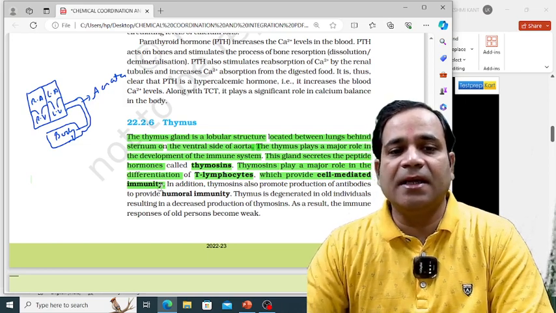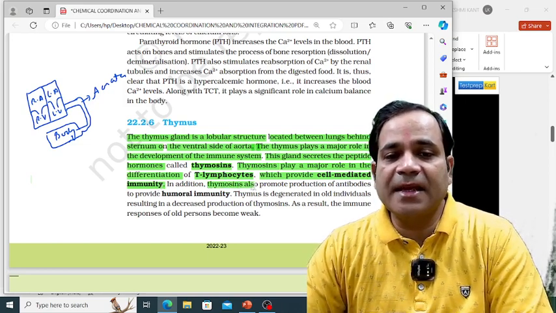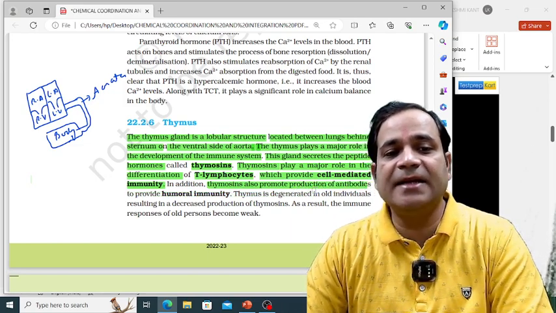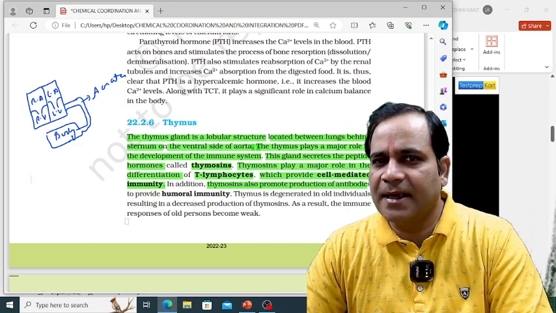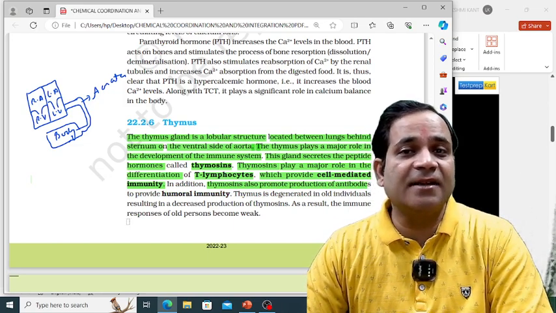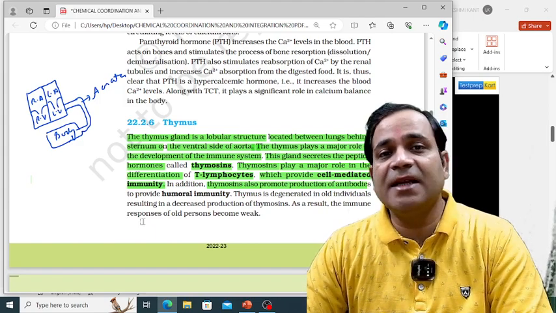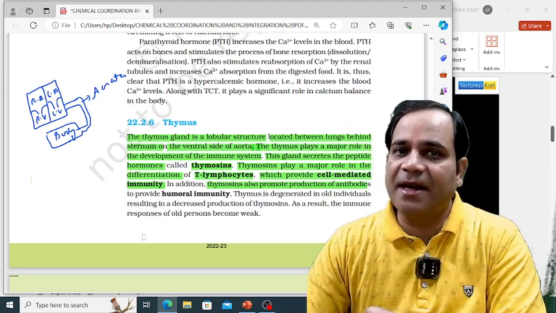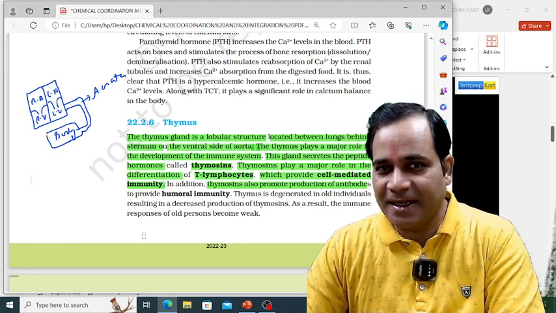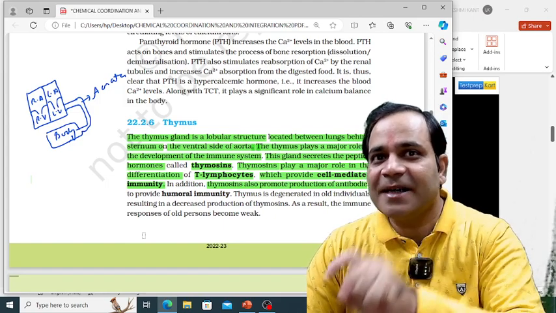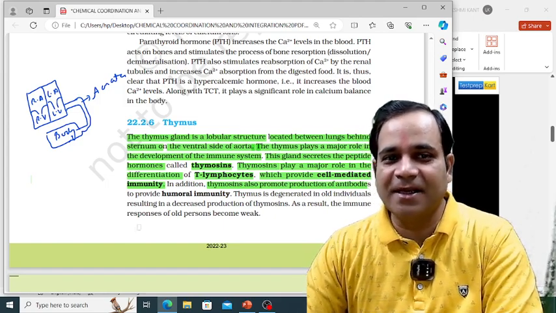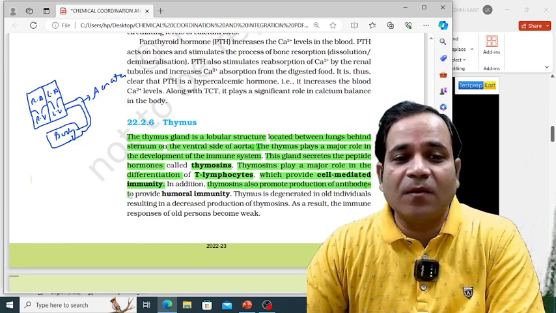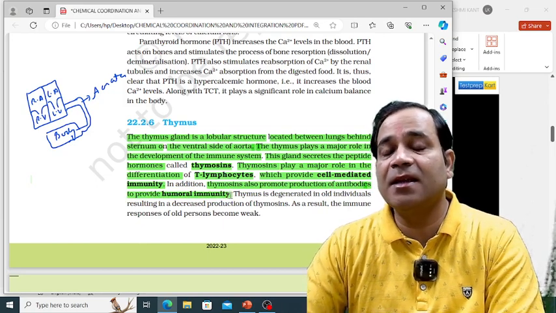In addition, thymosin also plays a very important role, my dear, that is it promotes the production of what? Antibodies. You know antibodies? Yes, antibodies and antigens. An antigen is also a protein present on the surface of the RBC. And the antigen binding site of the antibody is the paratope. The binding site on the antigen is the epitope. So here, thymosin promotes the production of antibodies, my dear, to provide humoral immunity.